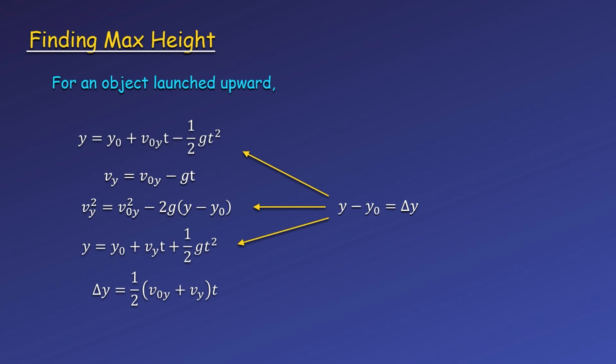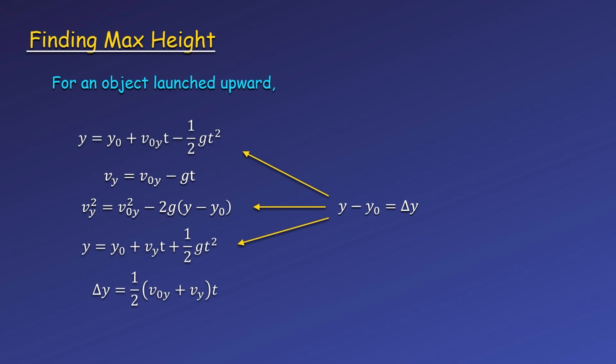In that case, we could just use delta y instead of having y and y naught separate. Or you may only be given how far up or down the object traveled in the problem statement, but are never actually given coordinates or specific positions. This is okay, and it's also very common, so just know that sometimes you may find it useful to rewrite y minus y naught as delta y.